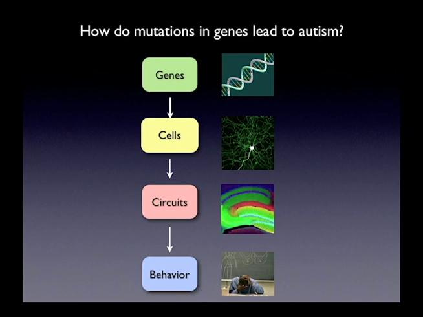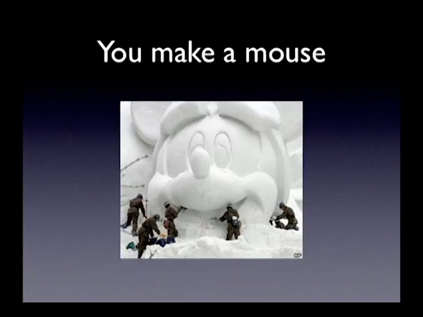Okay, so how do you normally do this, right? You know you have a mutation, you think it leads to a behavior, you'd like to understand the stuff in the middle. How do you go from this? How do you address these issues? And so the standard approach, something that we've used for a long time in experimental biology, is you make a mouse. Right? You generate a mouse. If you're in China, you actually make it out of snow.